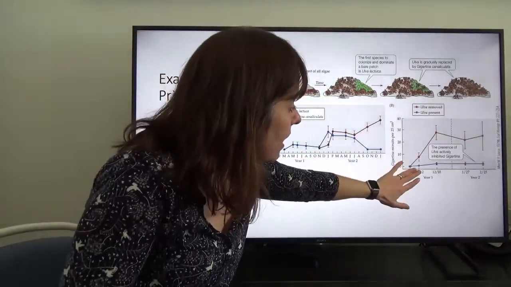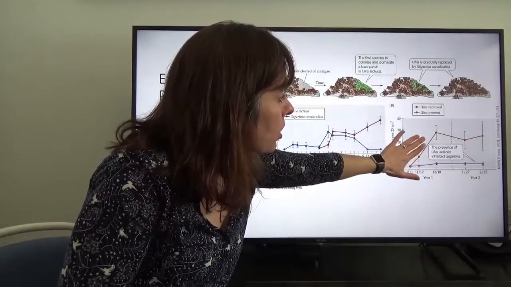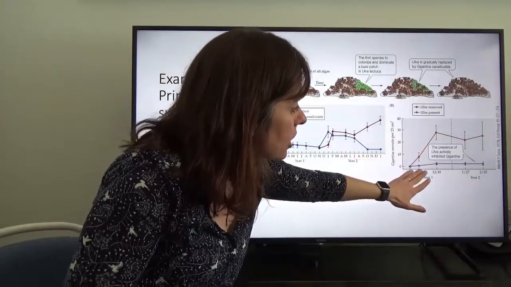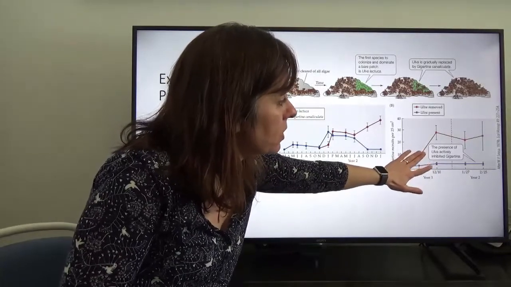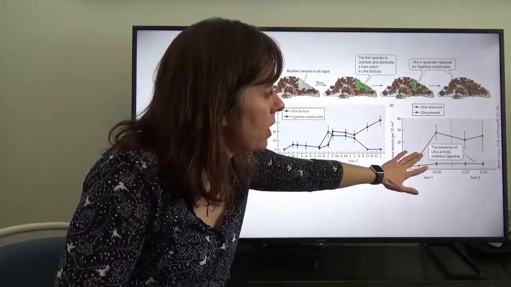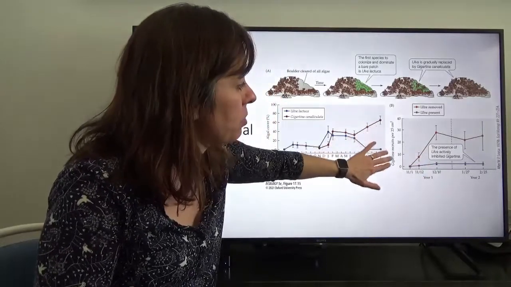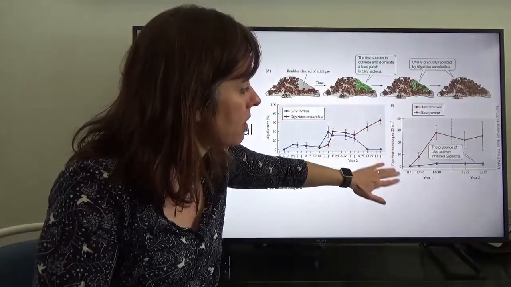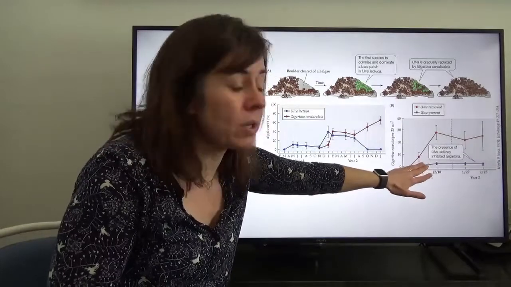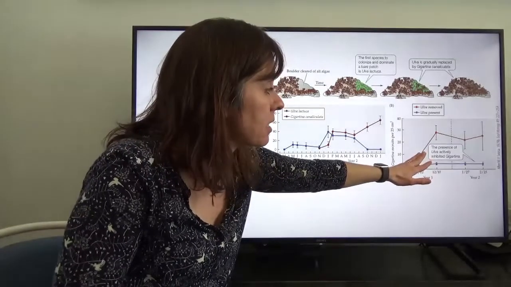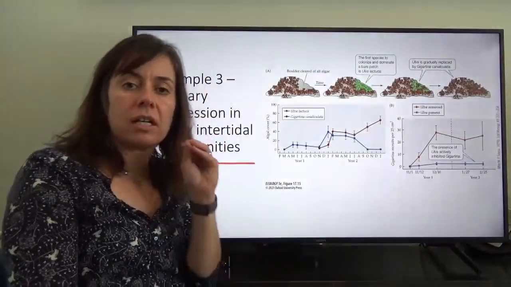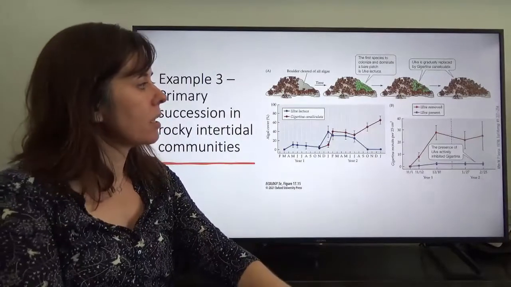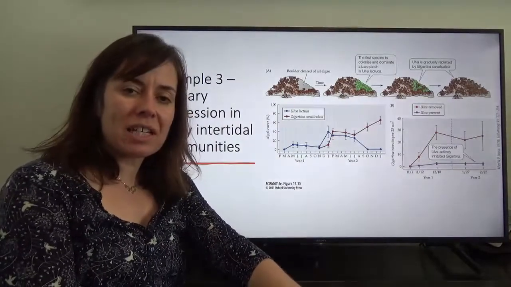And what they found was that when Ulva was present, it actually actively inhibited Gigartina. When it was removed, Gigartina did very, very well. So this is Gigartina recruits per 25 centimeters squared. And we can see that when you remove Ulva from the system, Gigartina recruitment increases quite a lot. When Ulva is there, it inhibits Gigartina recruitment. And so what they found is actually at play.